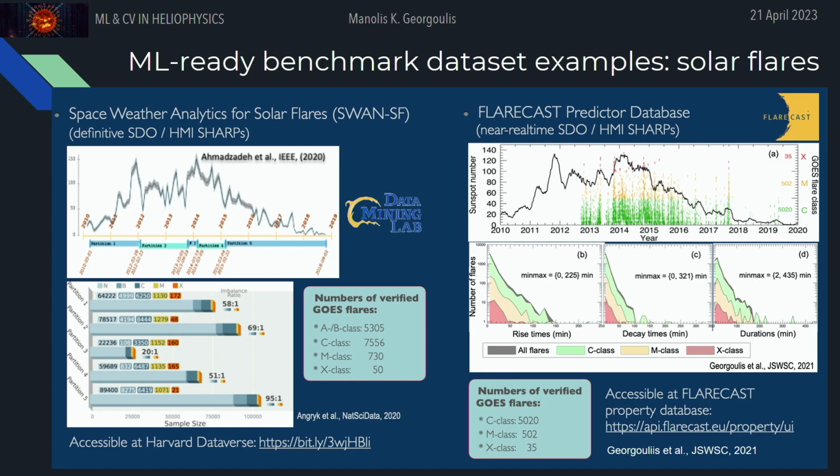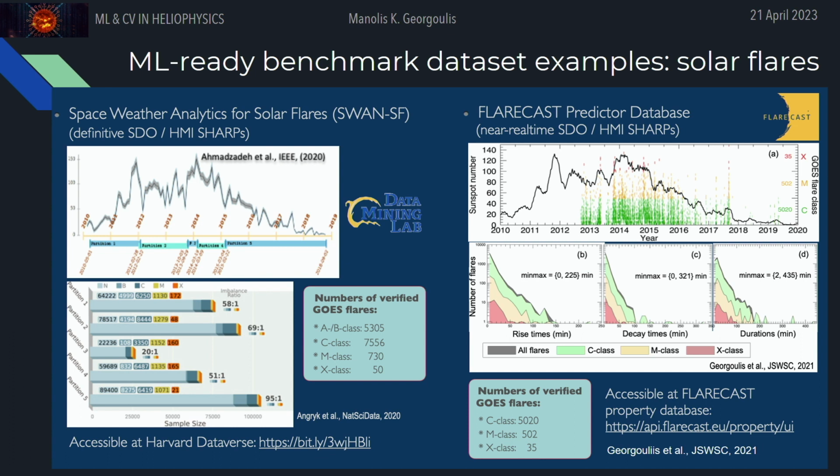So verification. Here are some examples. Michele Piana mentioned yesterday the FlareCast project. They are available online via API. You can get this data about flares. The positive sample is more than 5,000 C-class, 500 M-class, and 35 X-class flares over solar cycle 24. And you can see over here the general attributes.